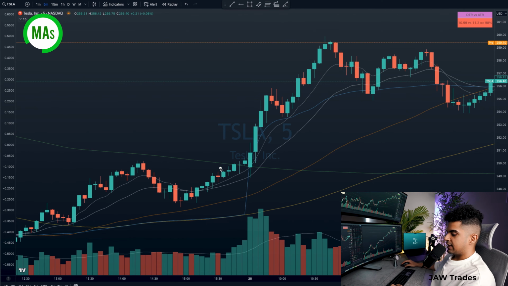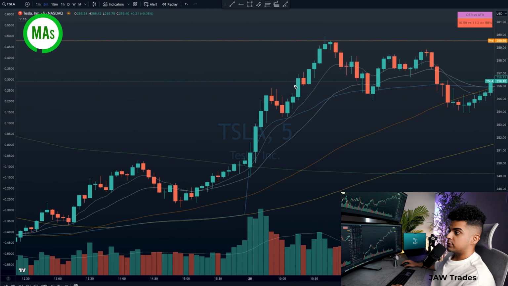If the moving averages are just like being like this, then it doesn't make sense for you to use the moving averages. For example, Tesla had a good push towards the upside, pulled back to the 9 EMA, held the $253 level as support, and pushed towards the upside. So I don't use the moving averages for signals, but I just use them to gauge an idea.